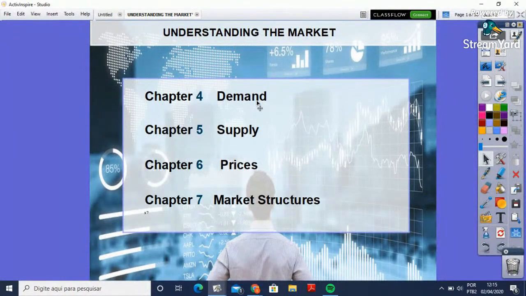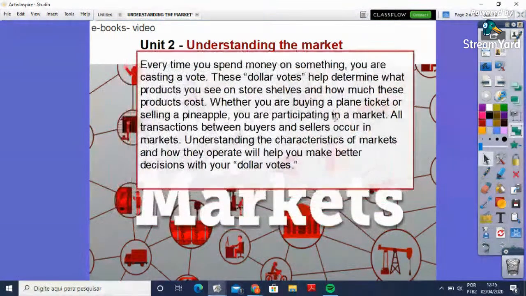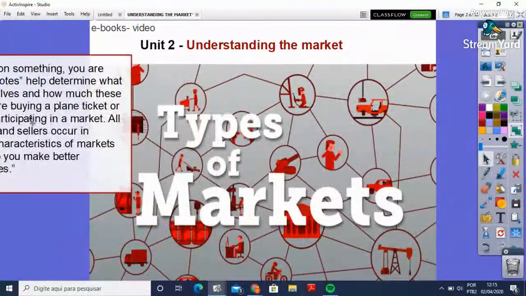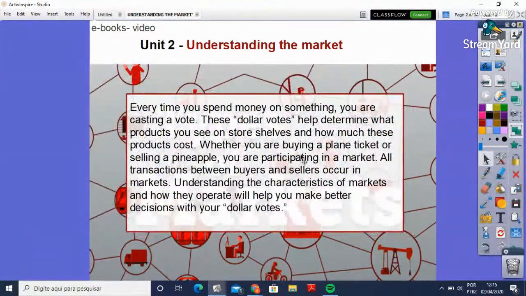So we started with demand. Okay, I don't know if all of you were with me. I don't think so. Most of you weren't really on Zoom. So I'm going to try to recap a little. Okay, first of all, we're going to start by focusing on the importance of your ebooks. Okay, and in your ebooks, you have this video, Understanding the Market, the types of markets. I think it's really nice that you watch it. It's around 3 minutes.